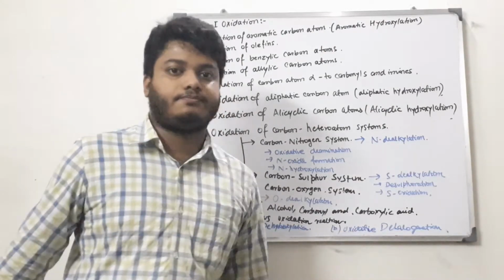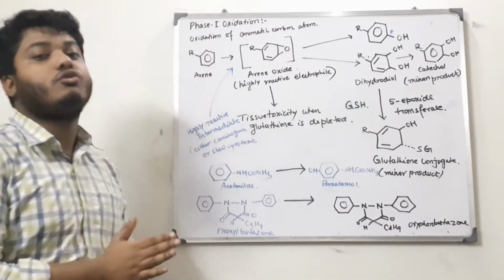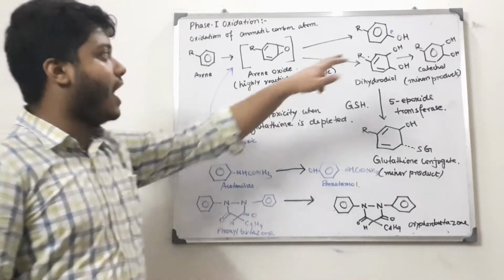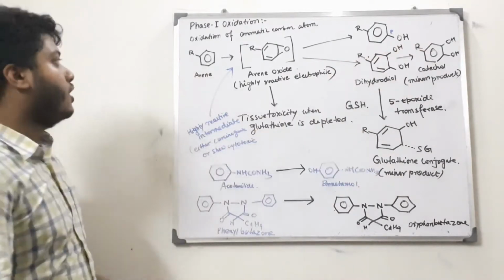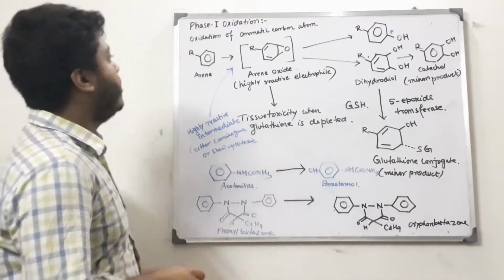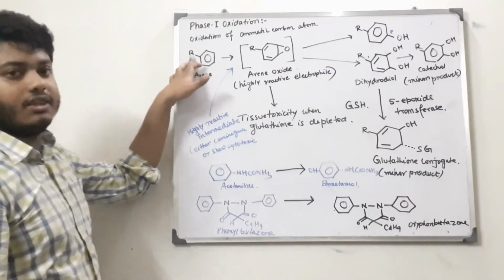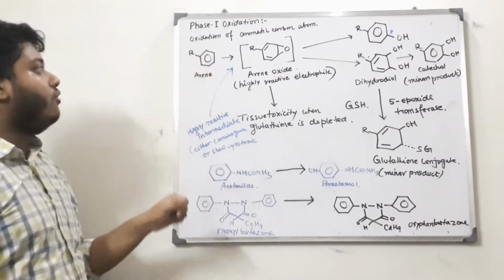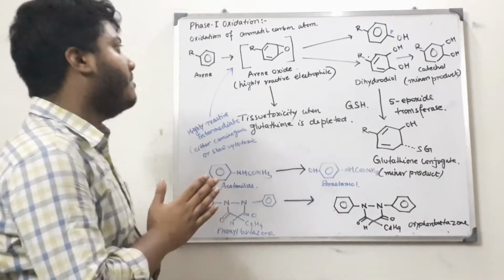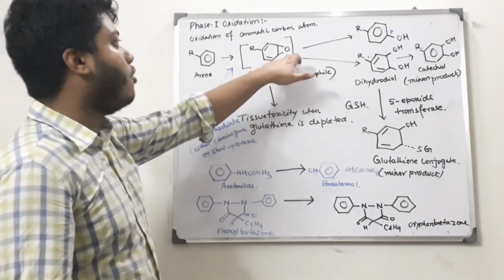Okay. In the oxidation of aromatic carbon atoms, also known as the aromatic hydroxylation reaction, why is it a hydroxylation reaction? Because of the addition of the hydroxyl group, OH. Since this is an example of an aromatic carbon atom, this is the structure of an arene, monosubstituted with a substituent R. It forms a highly reactive electrophilic intermediate known as arene oxide. You can see that this is an epoxide linkage.